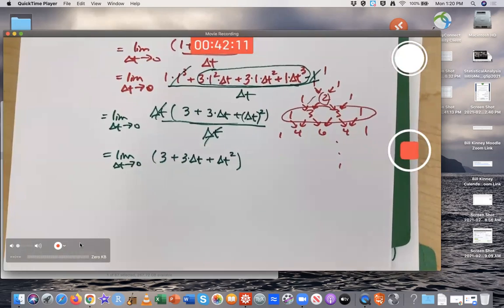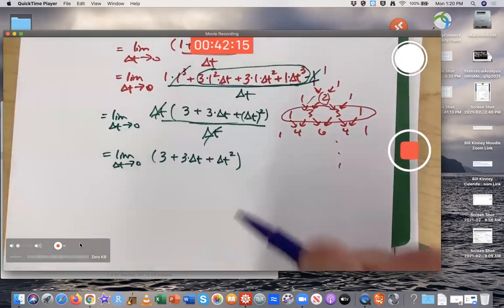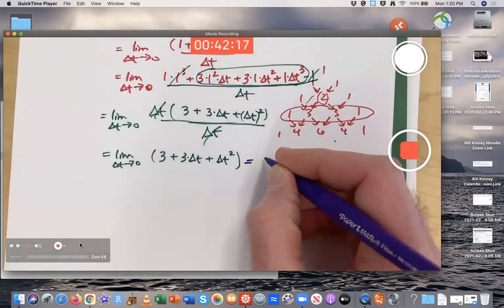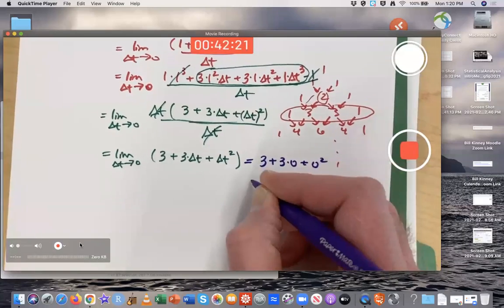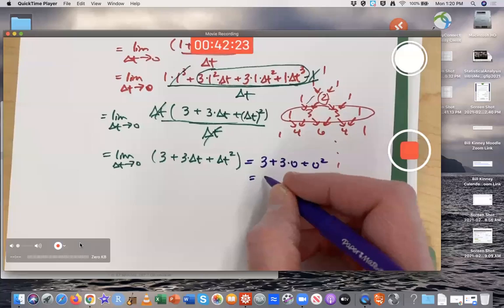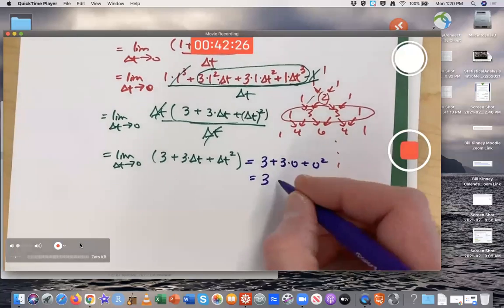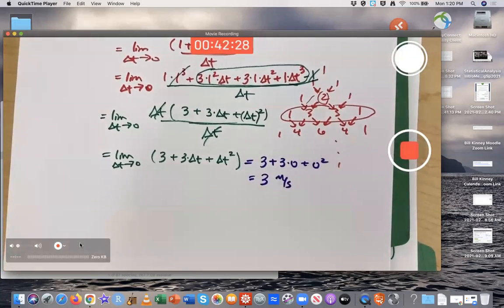And now if you plug in delta t equals 0, you're not dividing by 0. When you plug in delta t equals 0 to evaluate this limit, you get 3 plus 3 times 0 plus 0 squared, which is 3 plus 0 plus 0, which is 3. The answer is 3 meters per second. Yay.